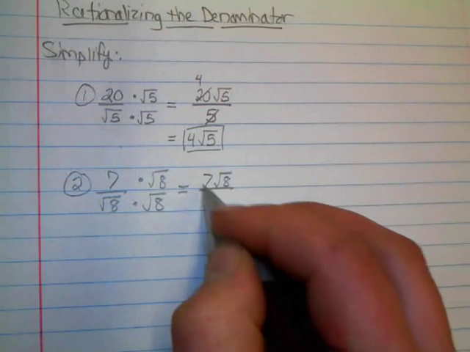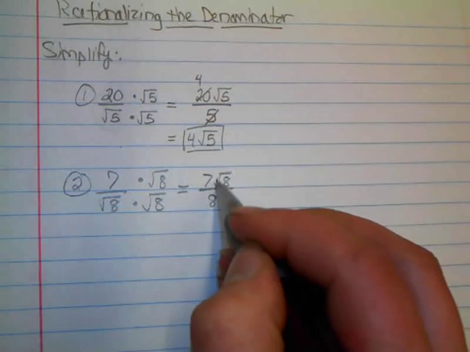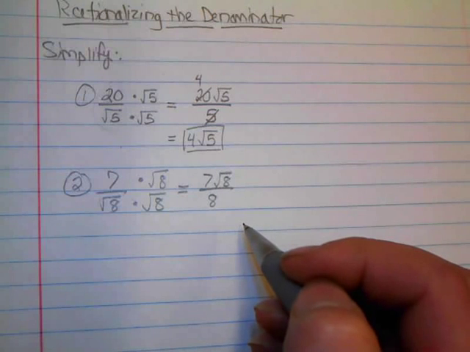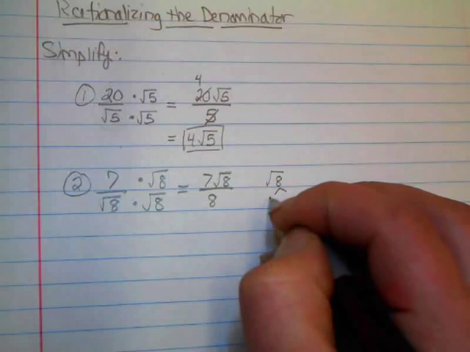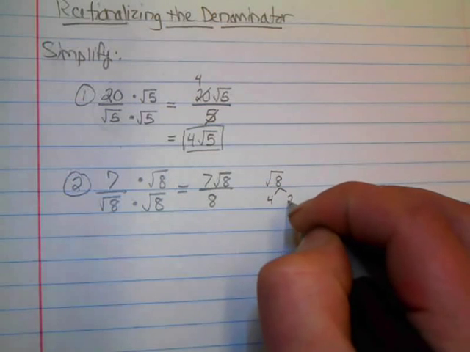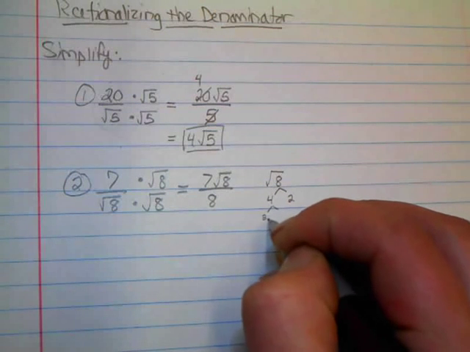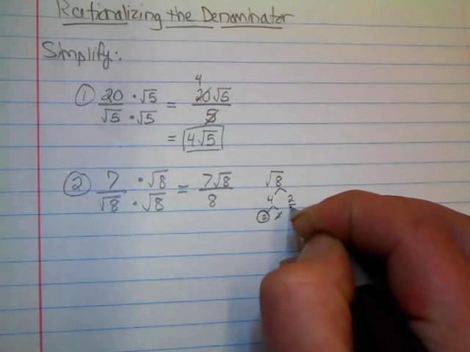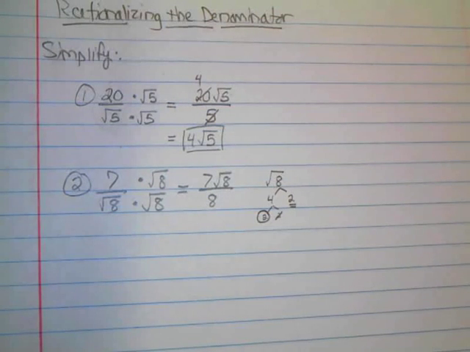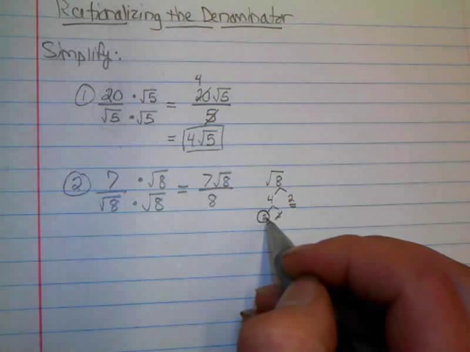Now you might say, okay, I'm done. 7 and 8 don't reduce. But the square root of 8 is not in simplest form. So I can actually split up the square root of 8 into, well, 8 factors into 2 and 4, 4 factors into 2 and 2. So one of my 2's will come out, one of them goes away, and that last one will have to stay under because he doesn't have any twins.